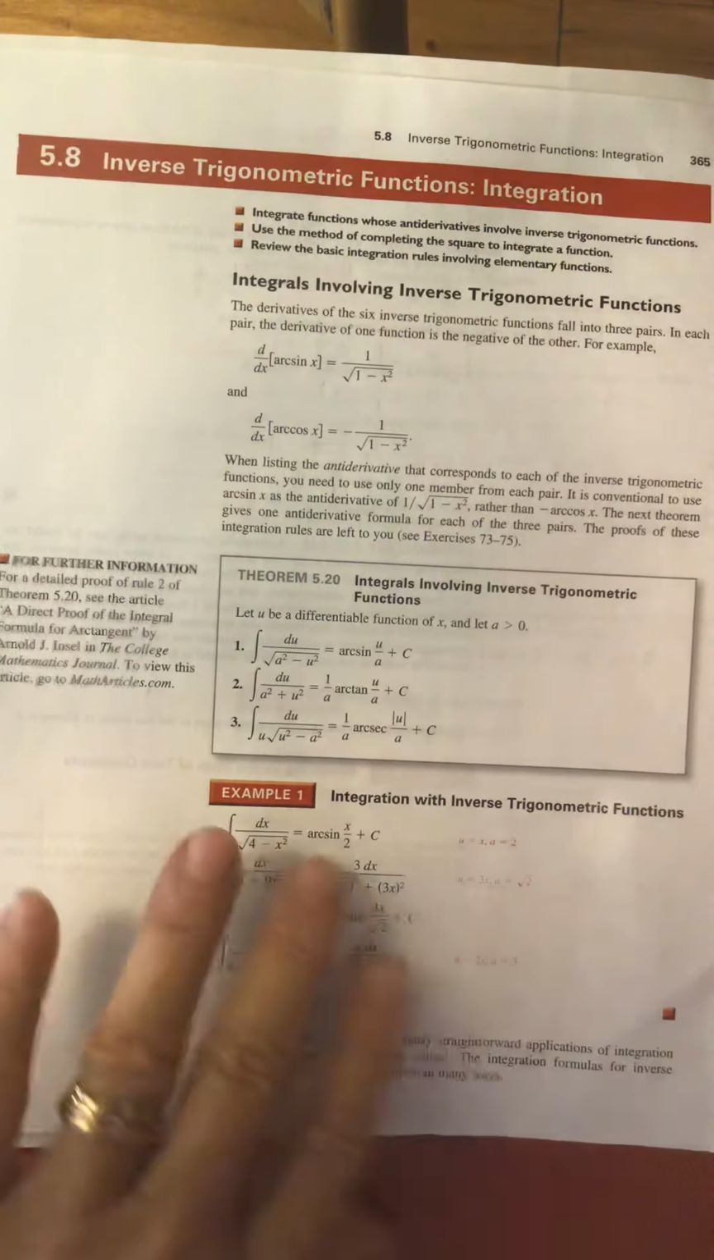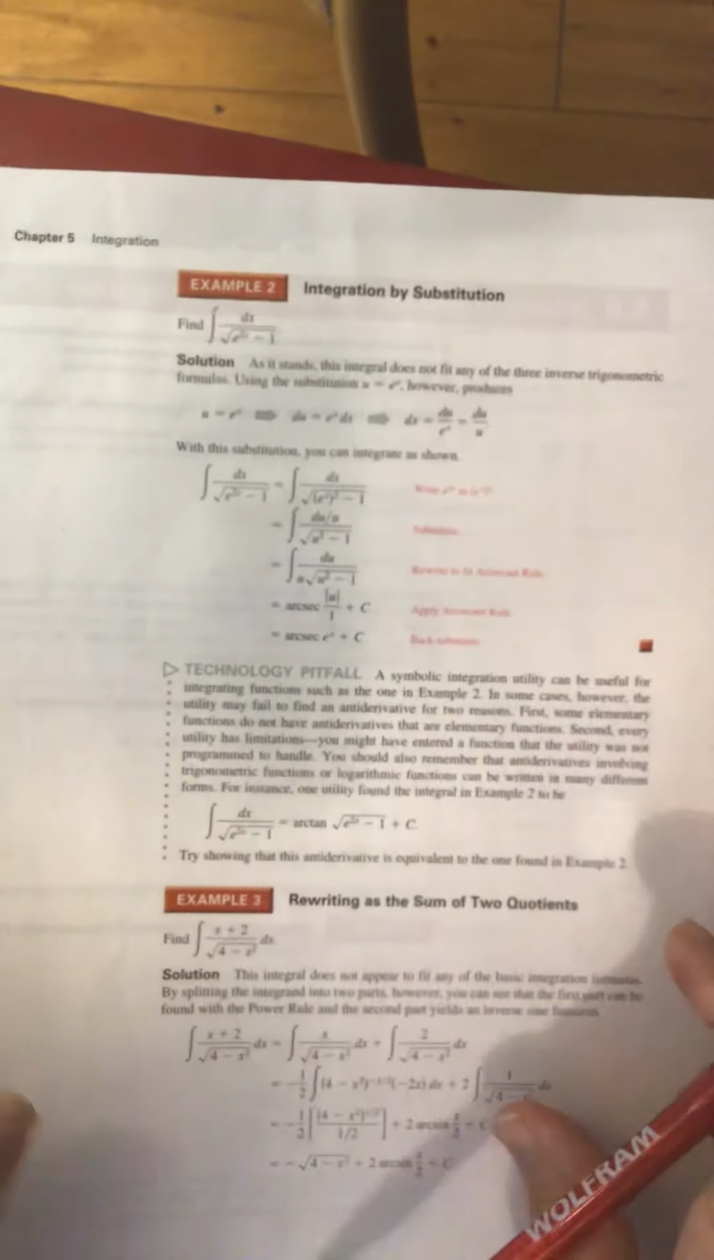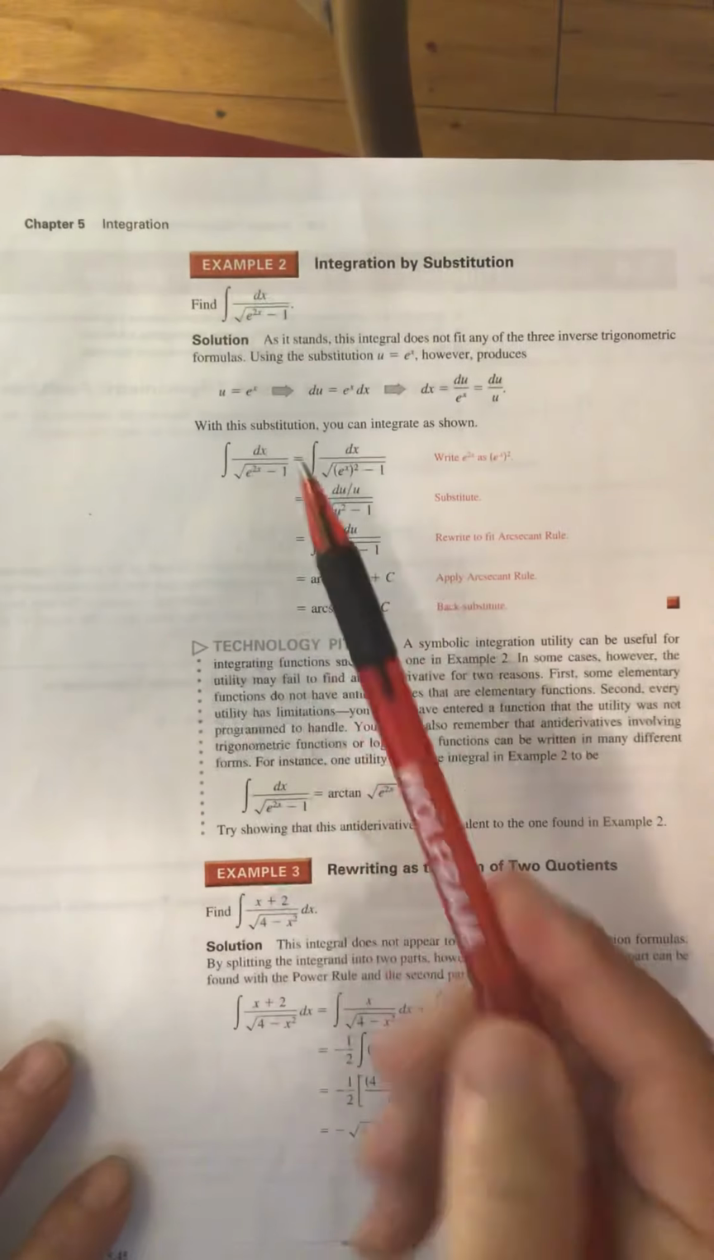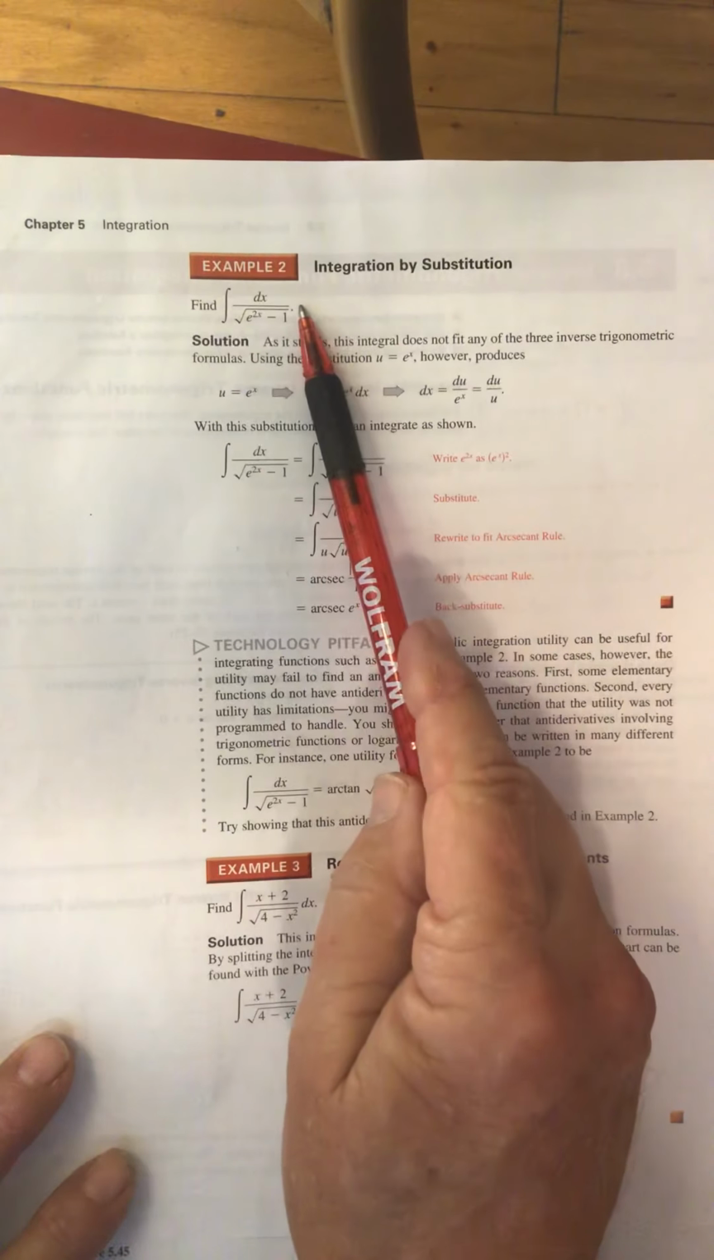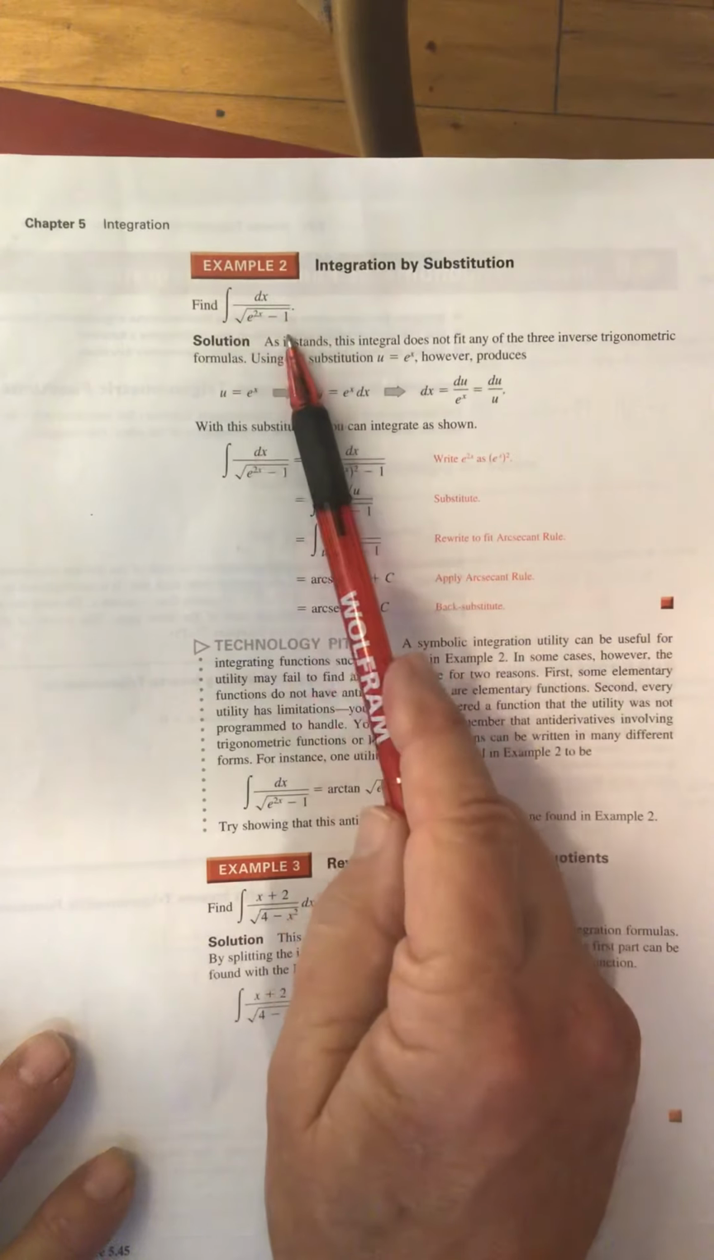But sometimes it doesn't look that easy, and we have to realize that they run around disguised a little bit sometimes. So we need to be able to sense what we have. So here is an integral with a square root. Well, we have an integral with a square root. I only have two possibilities.